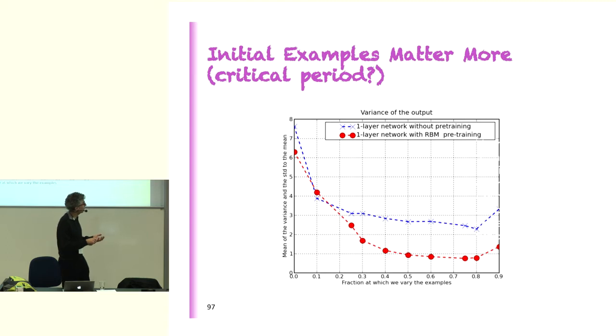How much the function you get at the end depends on which particular examples were selected is measured here on the y-axis. It's the variance of the final function with respect to variation in the data. By resampling the data, we get a different function, and we can measure that. And we see that the first few million examples, especially the first few 100,000 examples, have a much higher impact on the final function than the later examples.